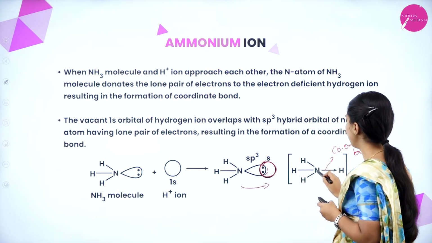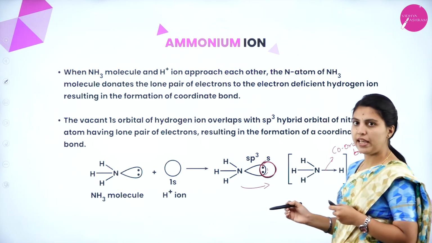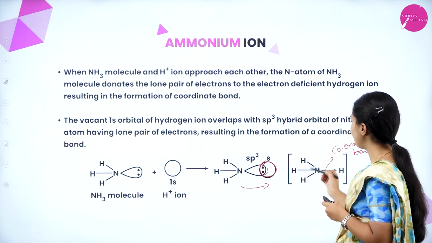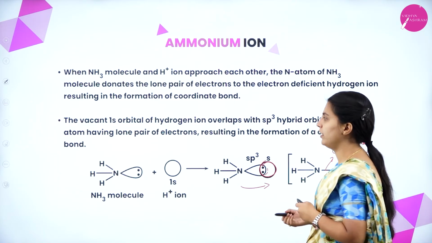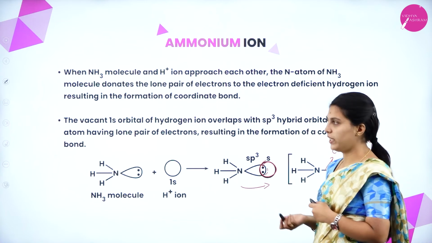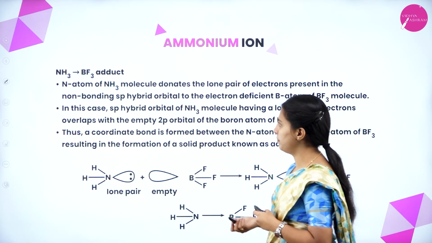Because this nitrogen is donor, this hydrogen is acceptor. This is electron rich in nature, this is electron deficient in nature. This is about coordinate bond with an example.